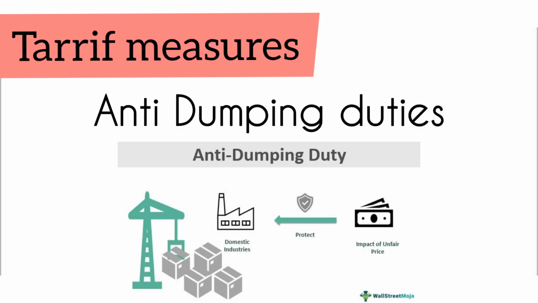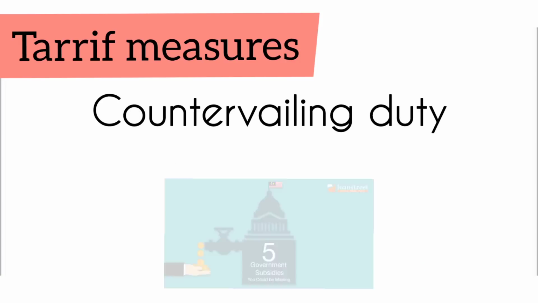So anti-dumping duty is a tariff which offsets the effect of dumping, because the foreign firms should not get an unfair price advantage, so for that they use it. Next is countervailing duty.